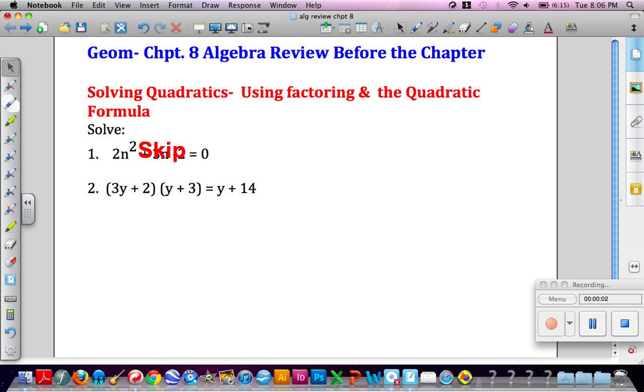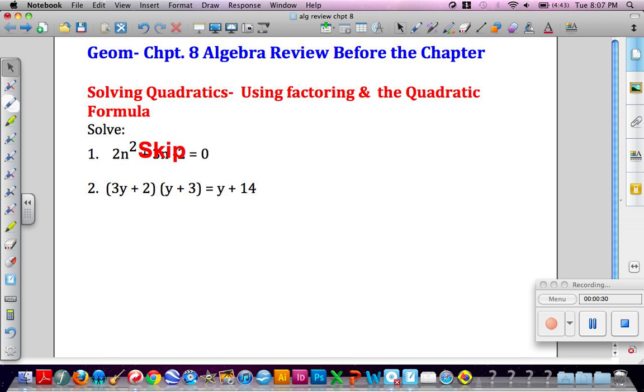Hello, geometry students. As we begin Chapter 8, we're going to need to review some of our algebra concepts before we begin the chapter. We're going to focus on solving quadratics, which are equations that have a variable squared, and we're going to solve that using factoring and the quadratic formula. I've written skip on number 1.